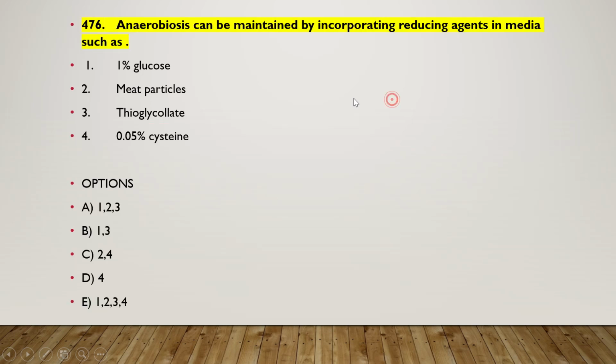So the first question is, anaerobiosis can be maintained by incorporating reducing agents in media such as 1% glucose, meat particles, thioglycolate or 0.05% cysteine. Okay, and the right answer is option E, that is, all the answers are correct.